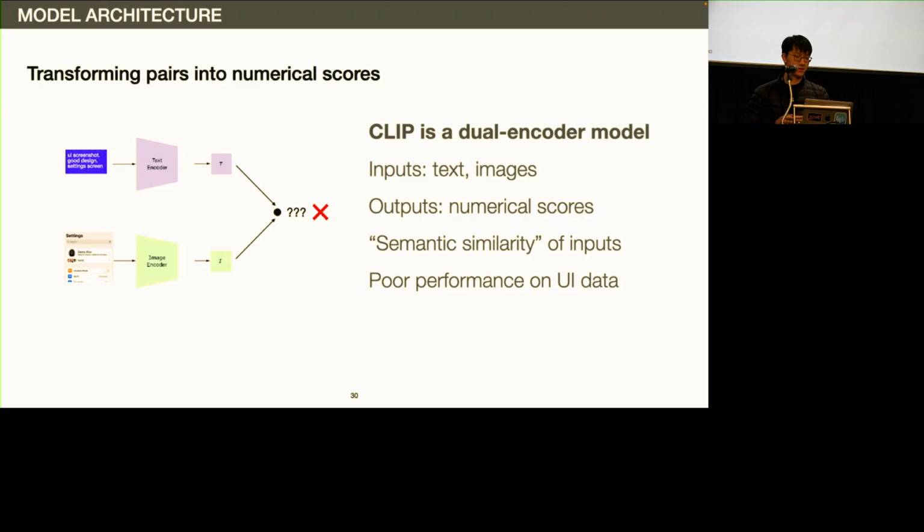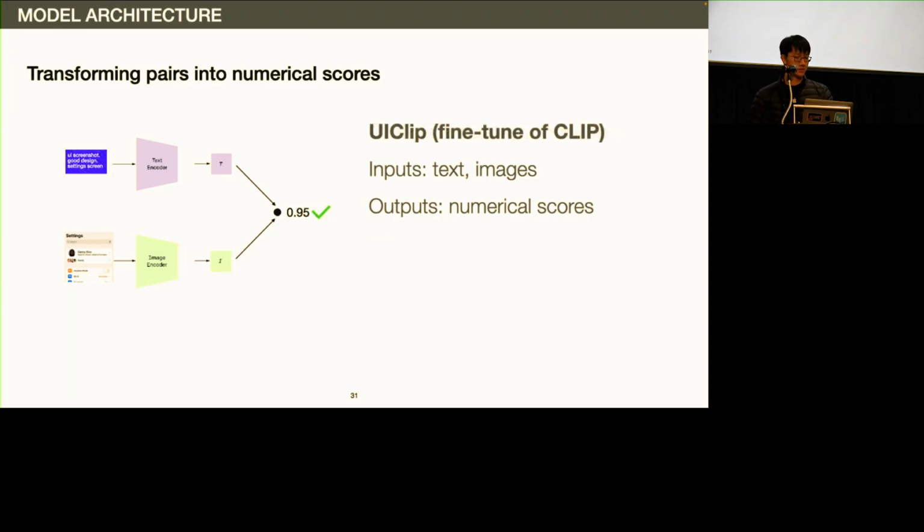But unfortunately, CLIP by default does not work well for UI-related data. And we also wanted to calibrate it so that the score of a screenshot that's well-designed should be higher than one with some design issues or is not preferred. So we used our data to fine-tune CLIP and create UIClip. And by doing that, this model actually learns to better understand UI data and adhere to those properties that we want about the design scoring.